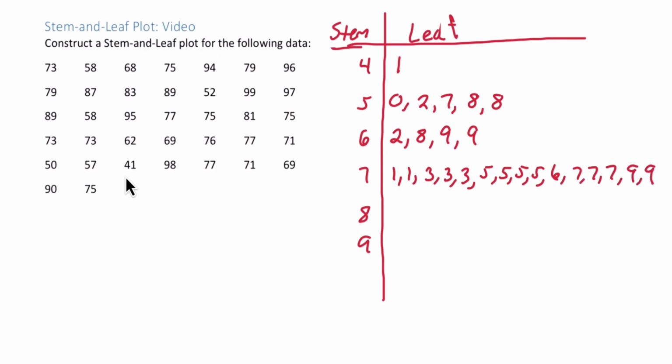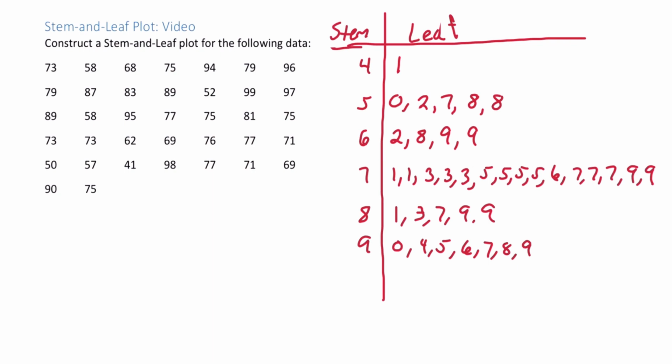Moving into the 80s, we have 81, 83, 87, and two 89s. With the 90s, we have 0, 4, 5, 6, 7, 8, and 9.